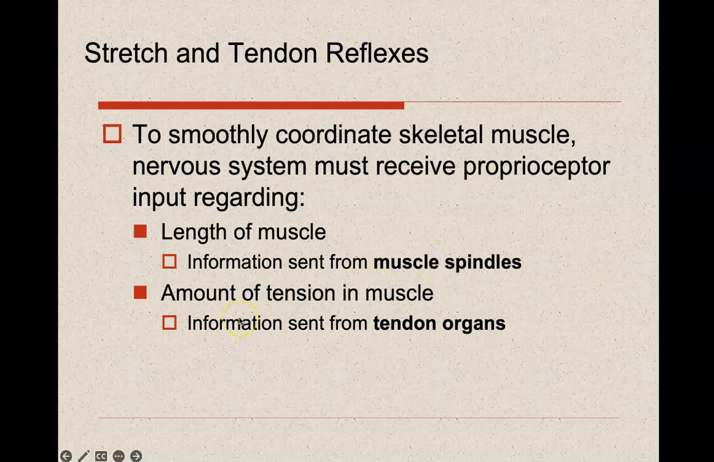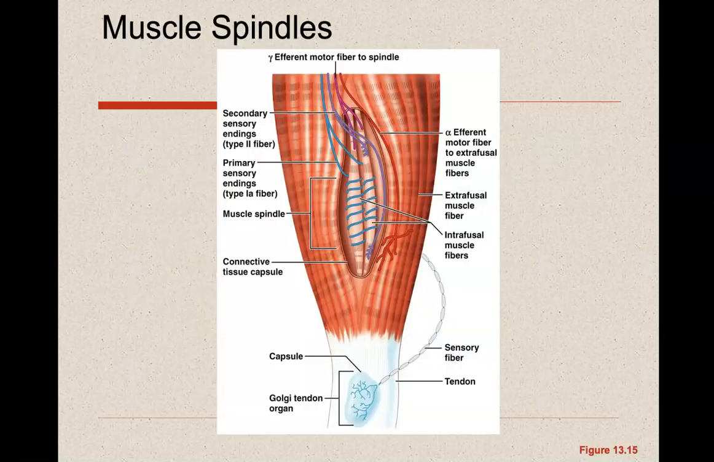And then we also have these things called tendon organs, and they will send information on the amount of tension in a muscle. And so obviously, the tendons are attaching a muscle to a bone. And so they are our best measurement of how much tension is being put on that muscle through that tendon. So we have little receptors in there called tendon organs that are going to monitor that tension.